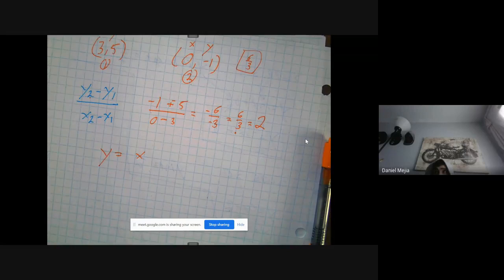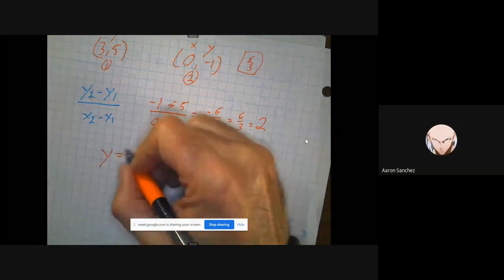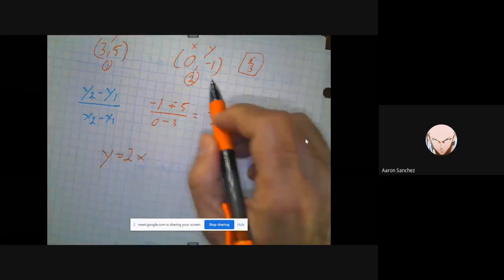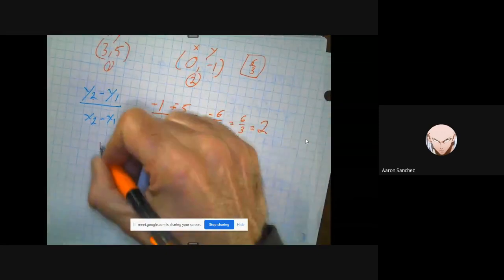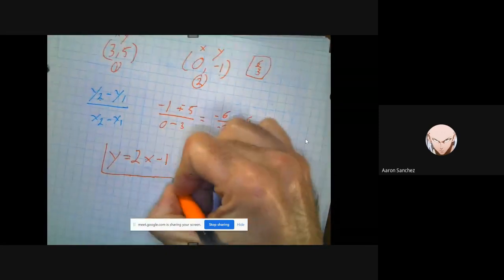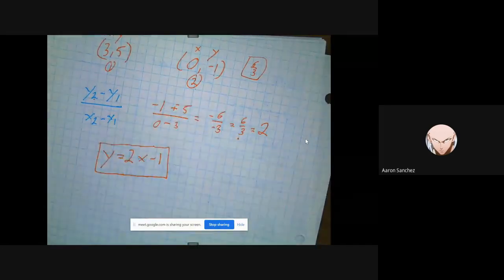I don't know. Yes, you're right. Y equals the slope is 2, x, and my y-intercept is -1. Y equals 2x minus 1. And that's it.